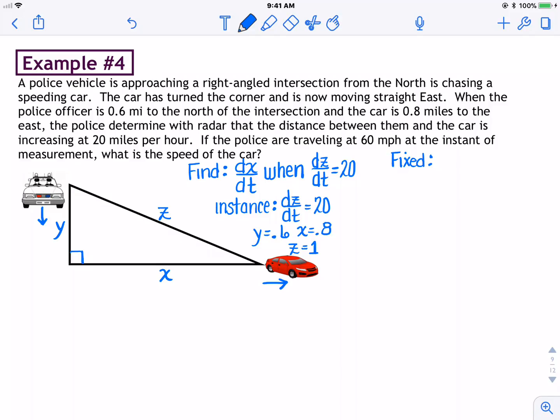Things that I know that are fixed or permanent, there really isn't much in here. Oh, we know one more thing at that time. We also know the rate that the police are traveling, dy/dt. The police rate, that y is getting smaller as the police travel towards the intersection. So that rate is -60 at that instance in time. There's not a whole lot in here that's fixed, and sometimes that will happen. So the equation that relates those three variables would be the Pythagorean theorem.